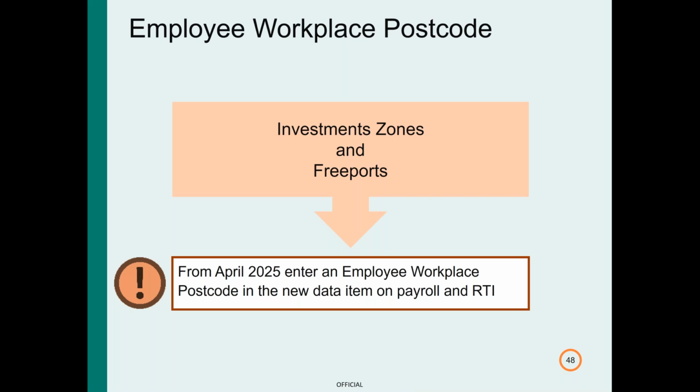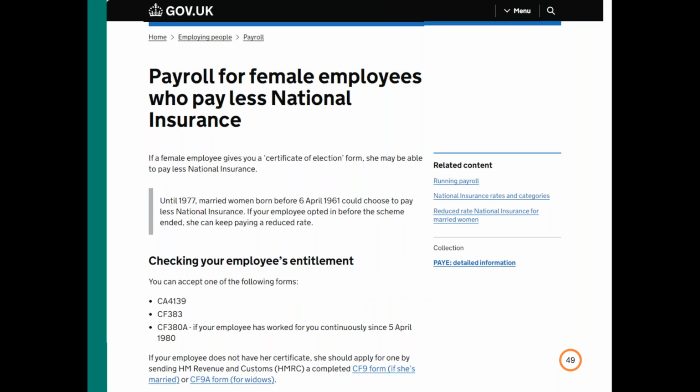Married women born before 6th of April 1961 could choose to pay less NI until 1977, when the scheme ended. If your employee opted in before it ended, she can keep paying a reduced rate. You must check your employee's date of birth and gender are correct and that they're eligible to pay the reduced rate of NI before you submit a payroll submission. Check the details on any certificate of election provided by female employees. If she is entitled to pay at the reduced rate, make sure you use the correct NI category table letter.